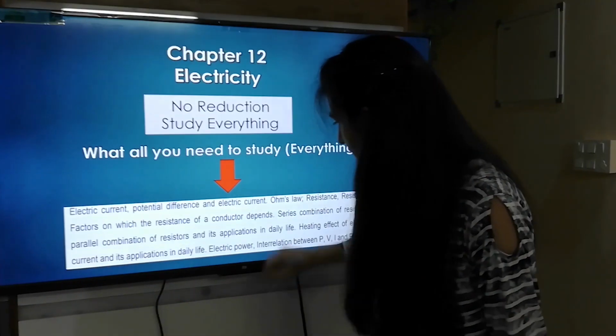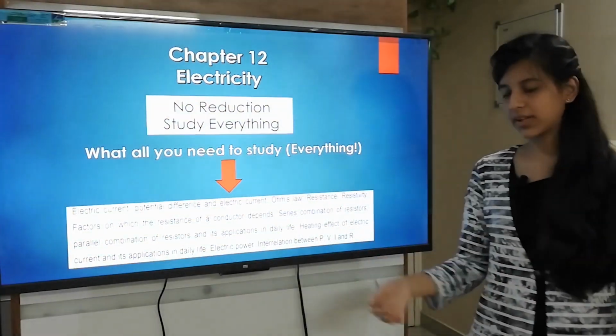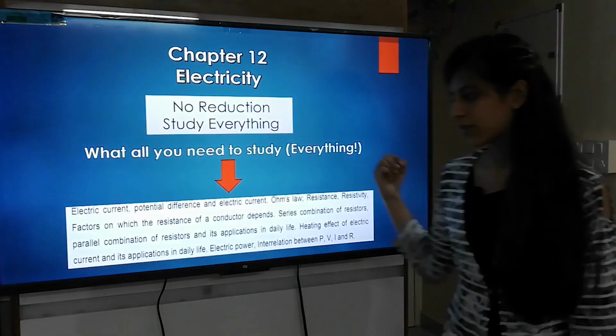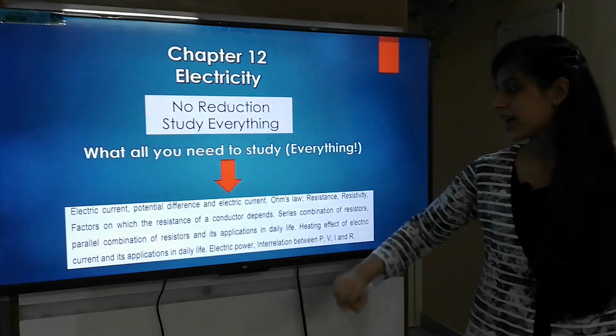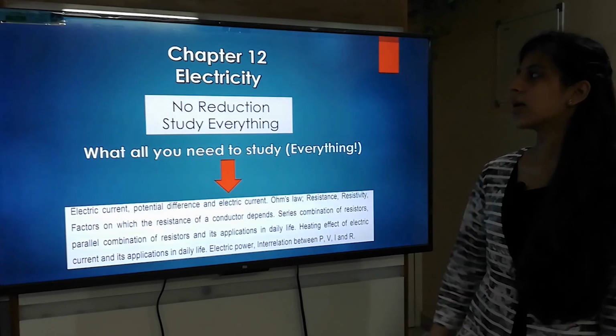Where were we? Yes, and its application in daily life. Application in daily life can be a 3 marker question. Heating effect of electric current, its application in daily life. Electric power, interrelation between P, V, I and R.